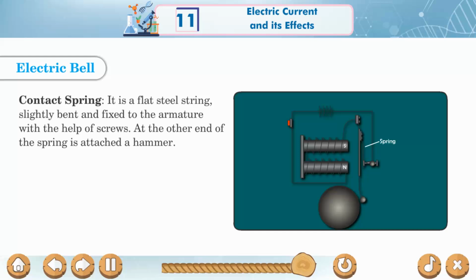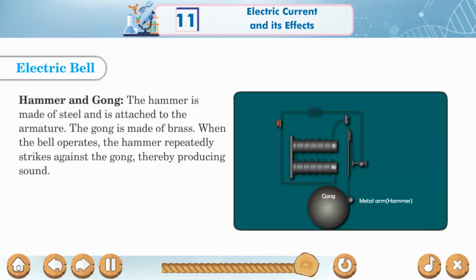Contact spring. It is a flat steel spring slightly bent and fixed to the armature with the help of screws. At the other end of the spring is attached a hammer and gong. The hammer is made of steel and is attached to the armature. The gong is made of brass. When the bell operates, the hammer repeatedly strikes against the gong, thereby producing sound.